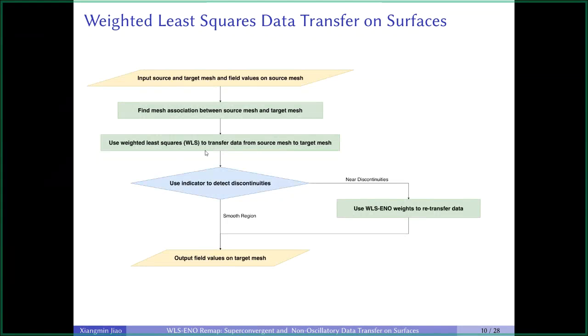This box here, we will basically transfer smooth functions. And then this diamond is to detect discontinuities. And after we detect discontinuities, we are going to change the weights to achieve essentially non-oscillatory transfer near discontinuities. So these are the three key components. And finally, it's going to get the solution values on the target mesh.